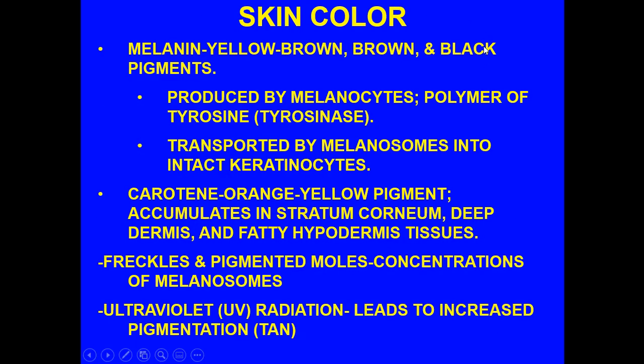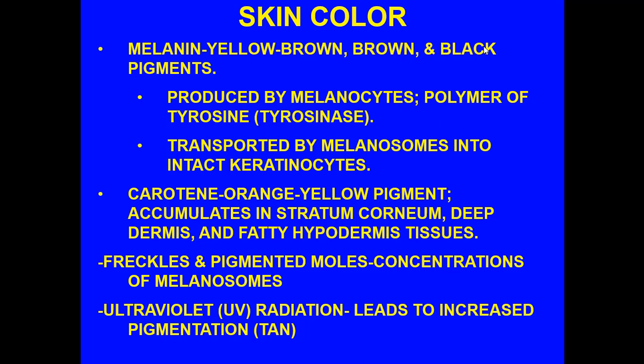Melanin. As I mentioned to you, it's a polymer of tyrosine, which is an amino acid. And this is done by a particular enzyme called tyrosinase. Melanin can account for the colors of yellow, brown, black pigments. It's basically just an amount, and this is partly determined by genes. The melanin granules are transported by melanosomes into intact keratinocytes.